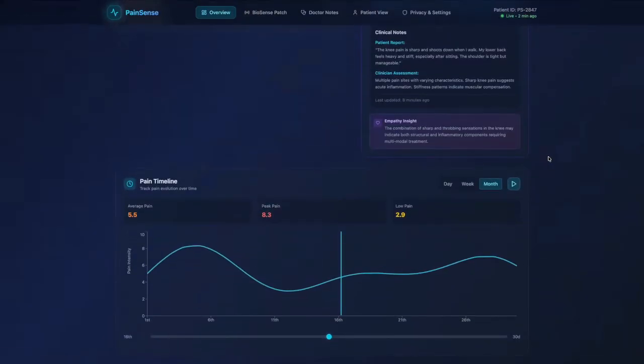Below the body visualization is the pain timeline. Users can switch between the day, week, and month views to observe how pain changes over time and how it relates to the physiological patterns. So this transforms pain from a momentary report into a dynamic health signal.